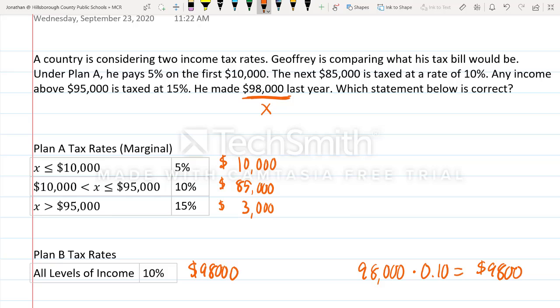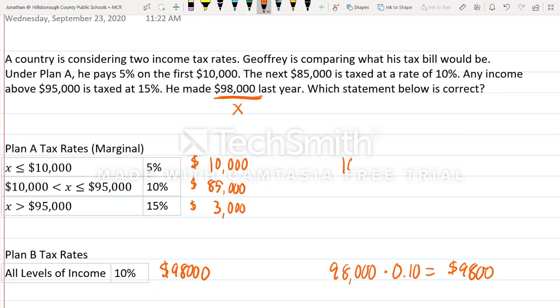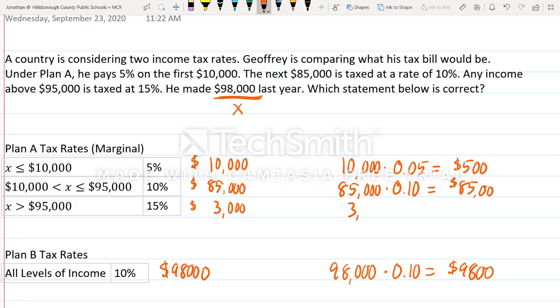The first $10,000 gets 5%. The next $85,000 gets 10%. The remaining $3,000 gets 15%. Now let's calculate how much this would be from each of these. So 10,000 times 5% converted into a decimal is $500. 85,000 times 10% as a decimal, that's going to be 8,500. And then $3,000 times 15% is $450.